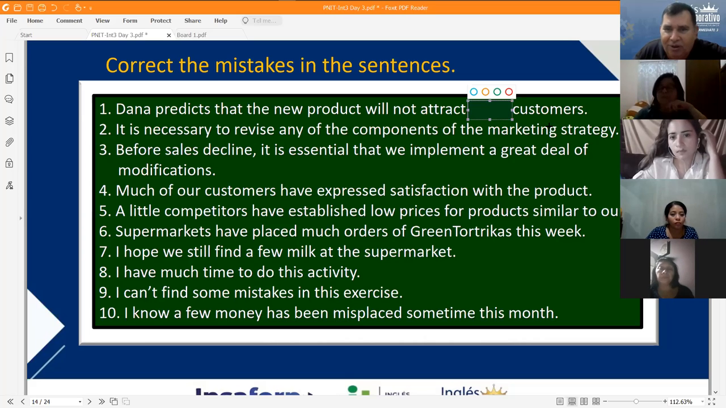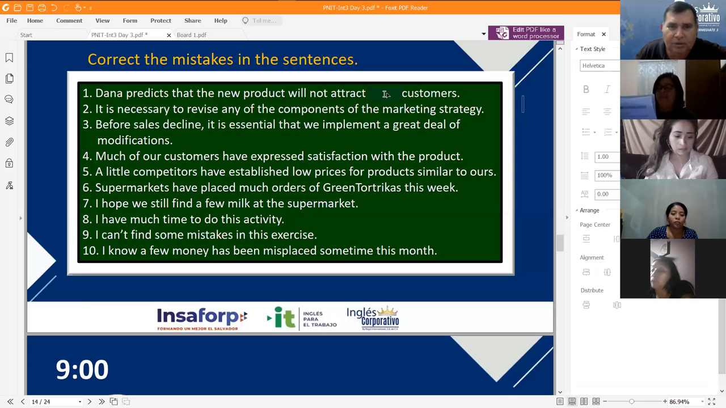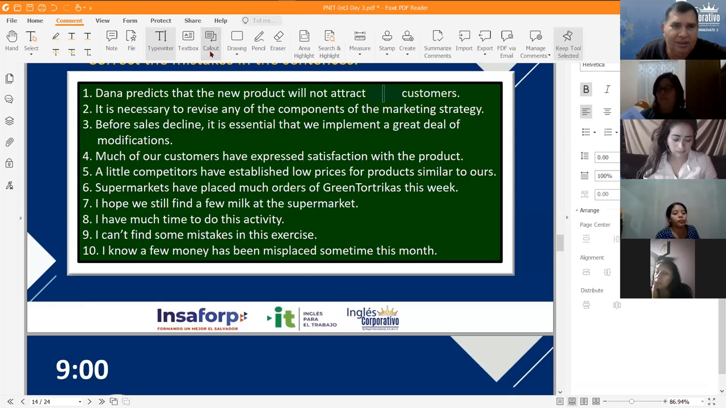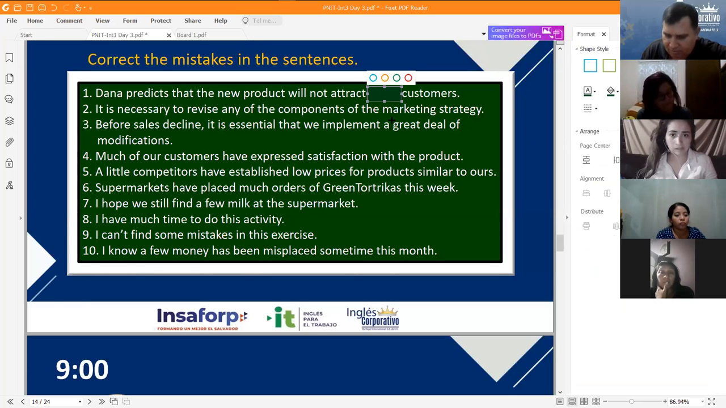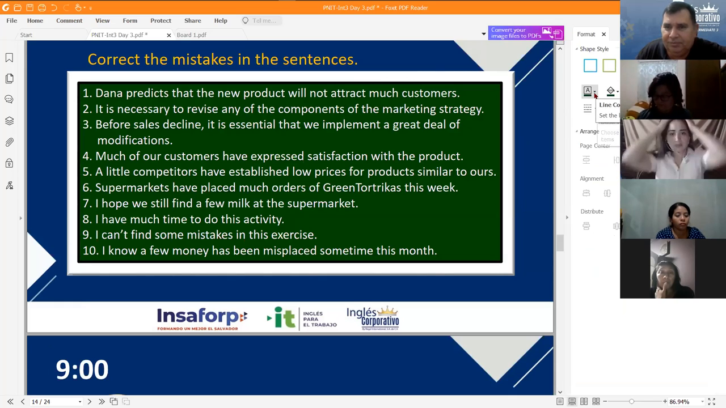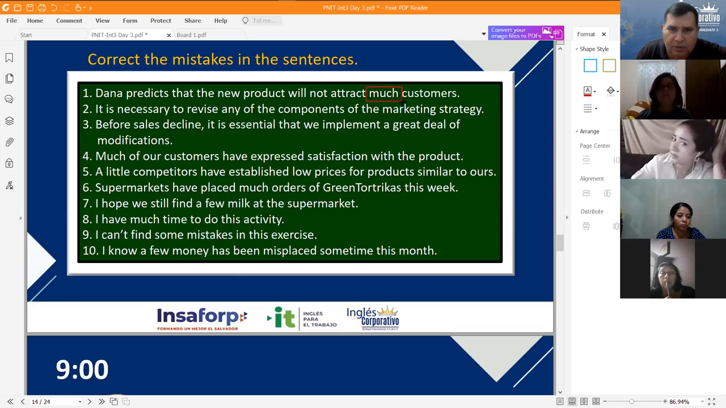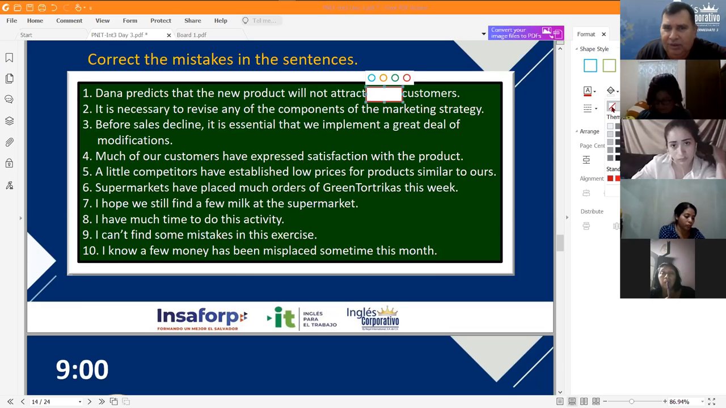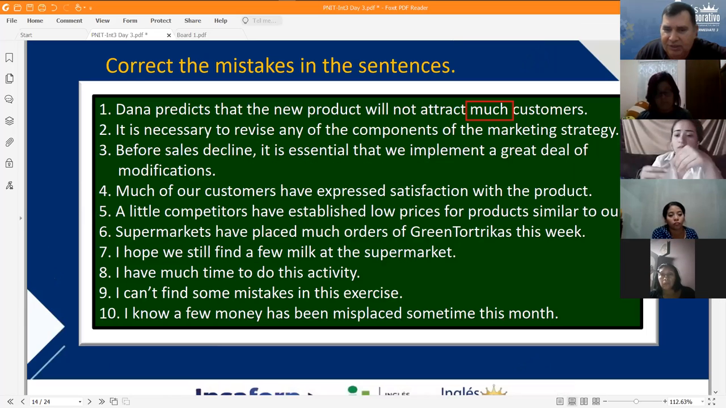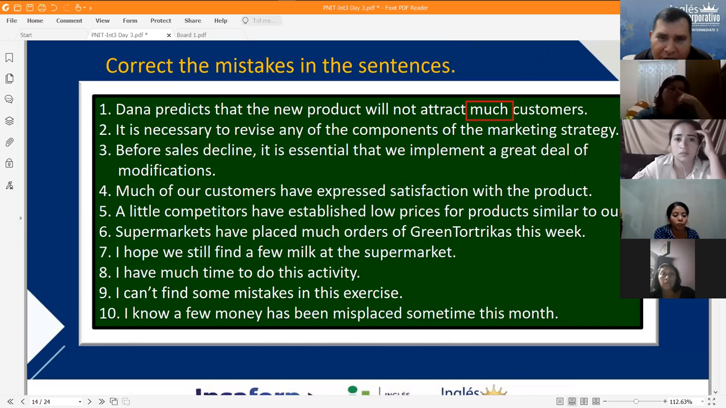This is wrong. Oh, I remember the color. Okay. I'm going to use a different color. I don't want to erase this. Red. Okay. So, the new product will not attract many customers, right? Do you agree that that should be the correct form? Many?